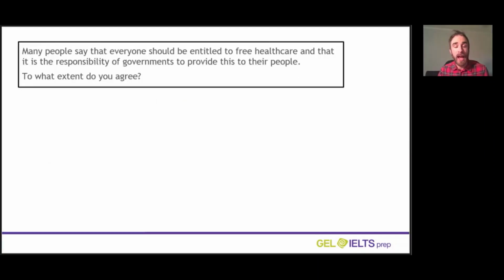Okay, now let's think about how to do this for our opinion essay question. Many people say that everyone should be entitled to free healthcare and that it is the responsibility of governments to provide this to their people. To what extent do you agree? Let's paraphrase that opening sentence.